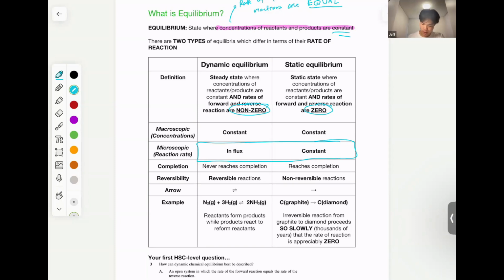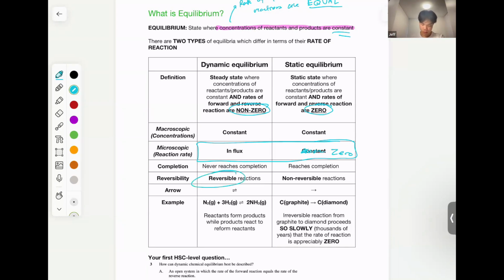Which really, yeah, I don't really like the word constant. It really should say zero. A dynamic equilibria never reaches completion. It only goes partially towards completion, whereas a static equilibrium will reach completion. And that's why it reaches completion, the reaction stops proceeding, and hence that is a zero rate of reaction once the reaction is completely finished.